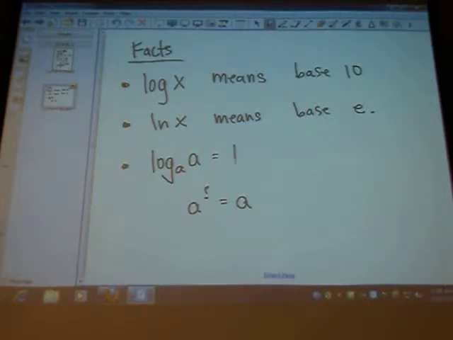They're asking you what power would you raise a number to get the same number? The power has to be 1. Nothing to do with square roots. Forget square roots. Square roots and logs don't have anything to do with each other.